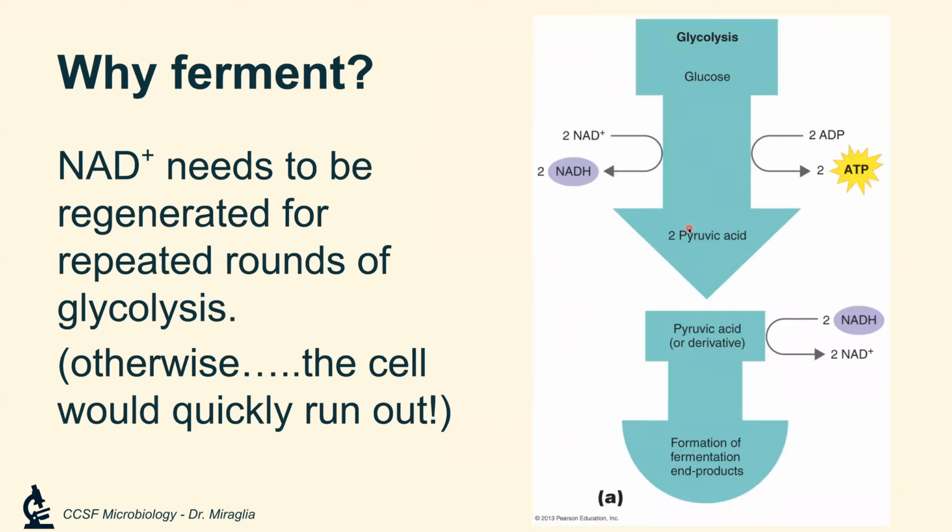Now, why ferment at all? Why not just stop at pyruvate? And this is the key to why cells undergo fermentation, and it's a really key point. Remember that when we went from glucose to pyruvate or pyruvic acid, we took two NAD pluses and converted them to NADH. So remember that these NADHs were no problem because we could just go ahead and make energy from them in the electron transport chain.